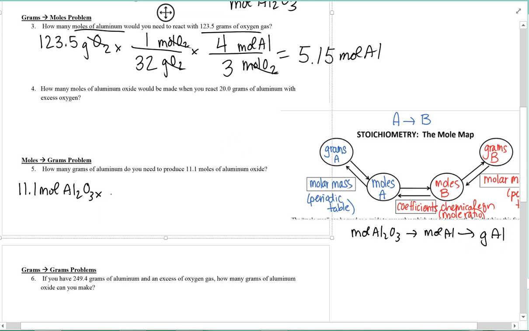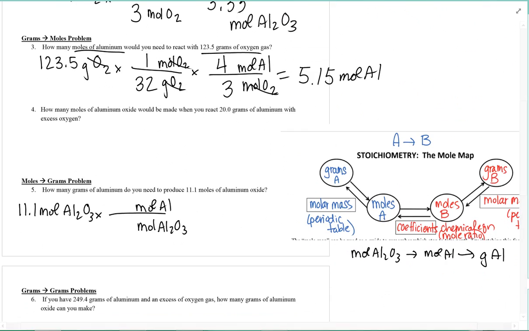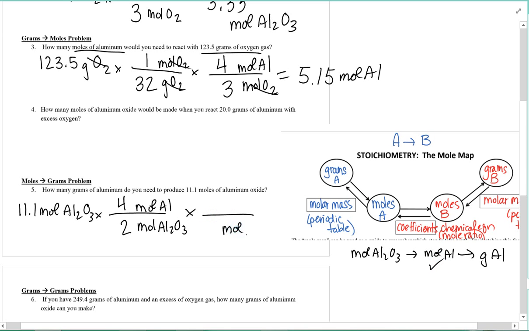That's my 2 steps. So my first step, units that I have go on the bottom, so moles Al2O3 on the bottom. Units that I want, moles Al, goes on the top. And if I scroll back and look at my balanced chemical equation, for every 4 aluminums, I can make 2 aluminum oxides. That's my first step complete. Check.